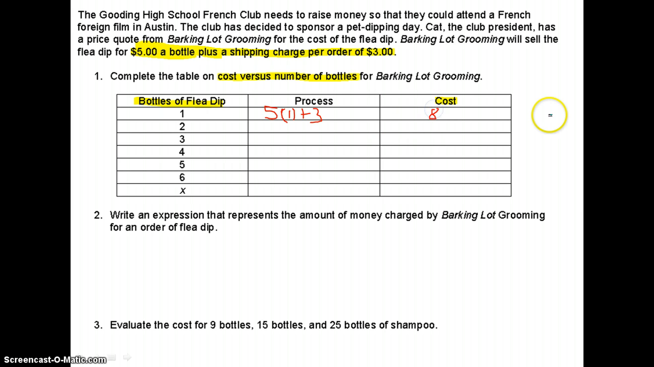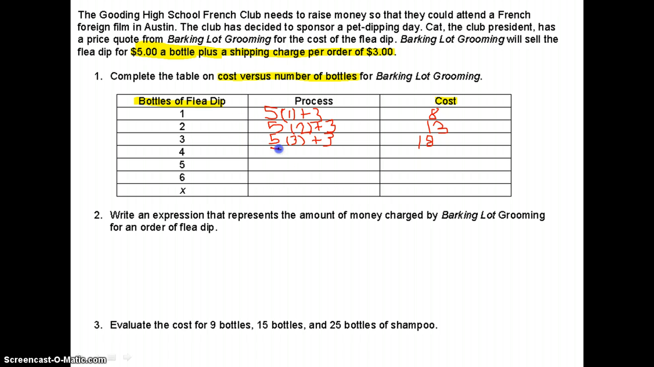Now, you're going to have to pardon my handwriting because I'm using a mouse to write and it's not very good. So for 2, it's going to be 5 times 2 plus 3. So that's going to give us how much? 13. Good job. Now for the next one, it's 5 times 3 plus 3. So what is that going to give us? You are correct. Good job.